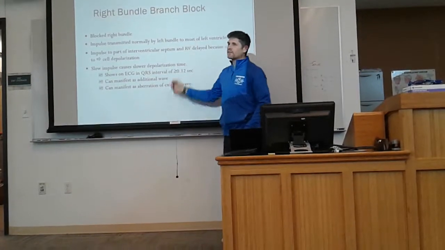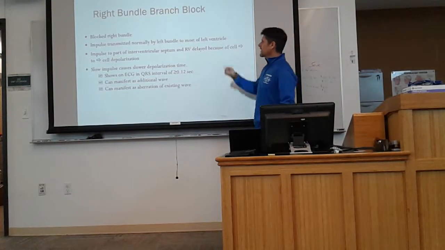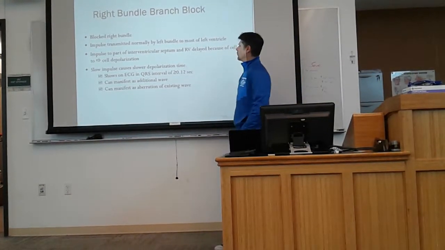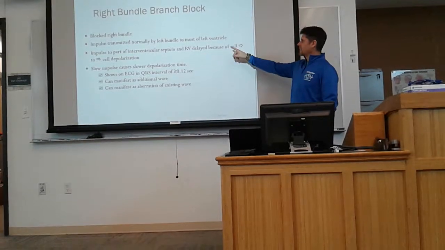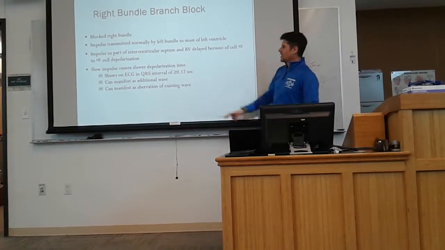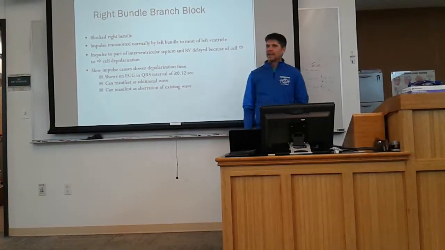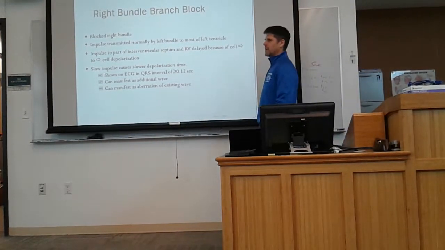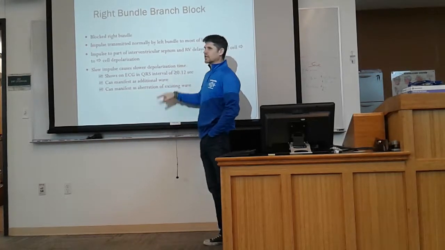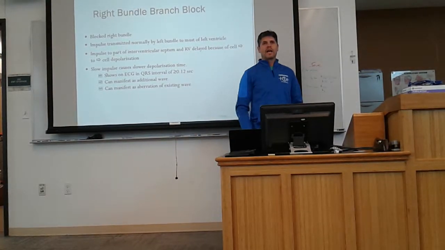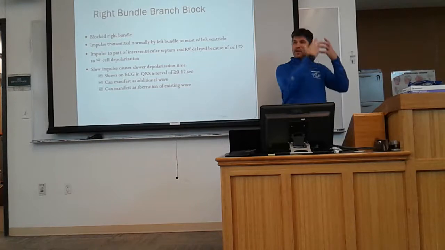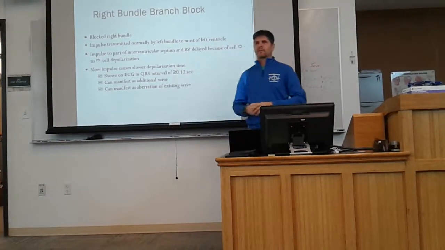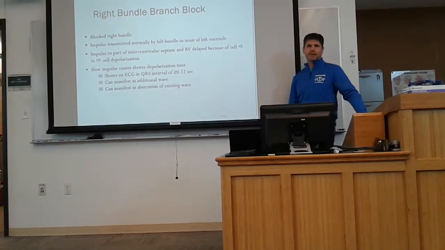So then we're going to look at the right side, right? Everything is going down the left side normally. It's the right side that is causing the problem. For whatever reason, the right side is now going cell to cell. The QRS complex is going to be 0.12 or greater, and it can start to give us additional QRS complex waves. Because now we have the left side firing like it's supposed to, and the right side firing later, because it takes longer to get to those cells. Does that make sense?